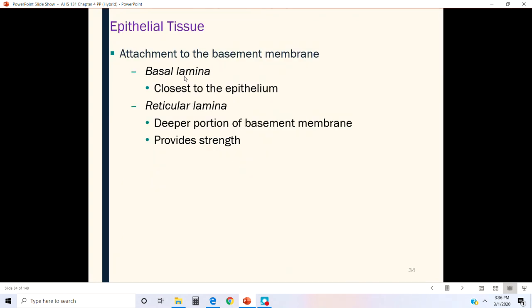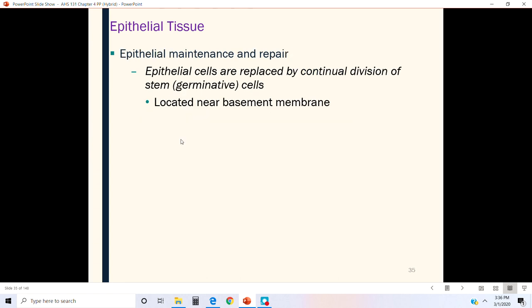Okay, so the basal lamina is closest to the epithelium. The reticular lamina is going to be the deeper one, and that's going to give us a lot of strength. There's collagen in there and that type of thing.